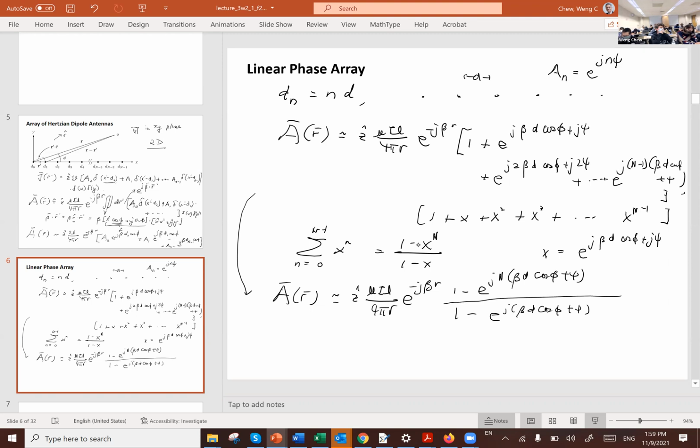Okay, can everybody follow the mathematics? It is quite easy to follow because we have some approximation from before. For this equally spaced array with linear phase, the phase is increasing linearly, so the vector potential of the dipole array can be evaluated in closed form in terms of this.